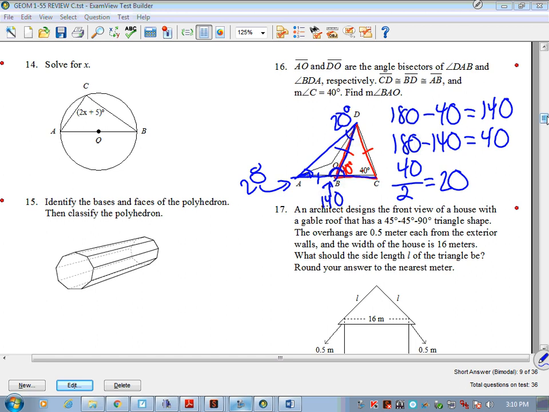If I go back up to what this says here, it says that AO, that length right there, is an angle bisector, which means it's taking this angle right here and dividing it in 2. So what we need is 20 divided by 2, and that final angle BAO is only half of 20 degrees, so it's actually 10 degrees. Okay, angle BAO is 10 degrees. That is from lesson 51, properties of isosceles and equilateral triangles.